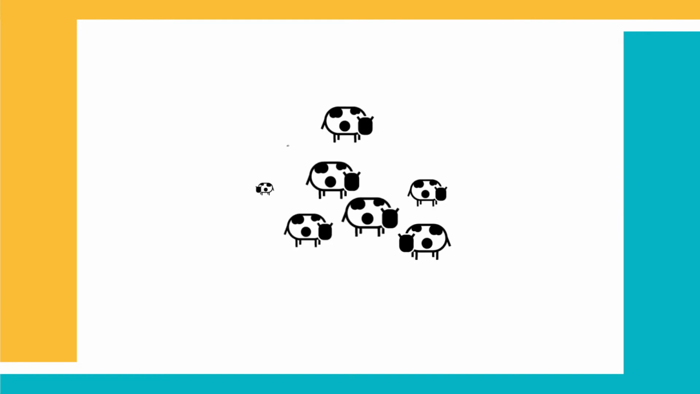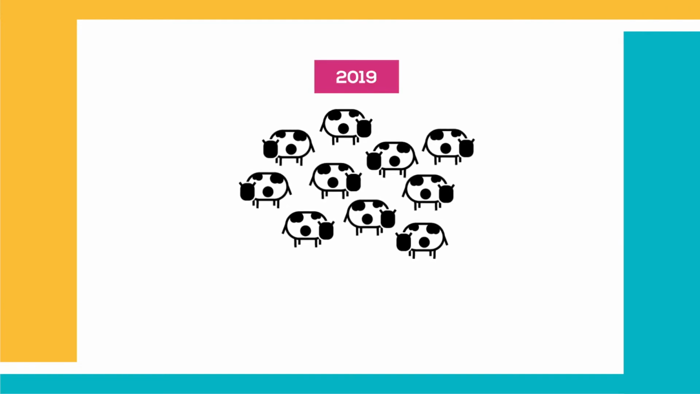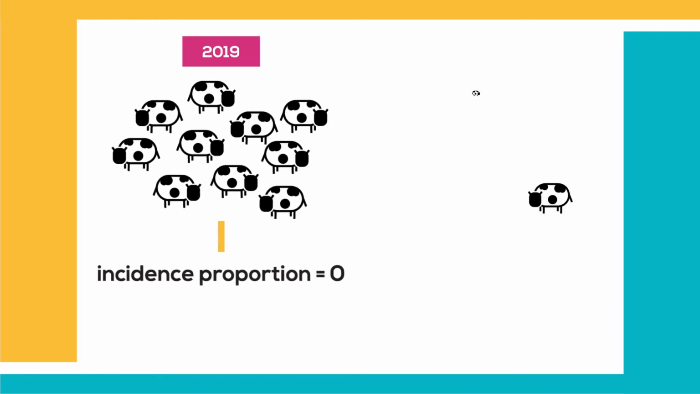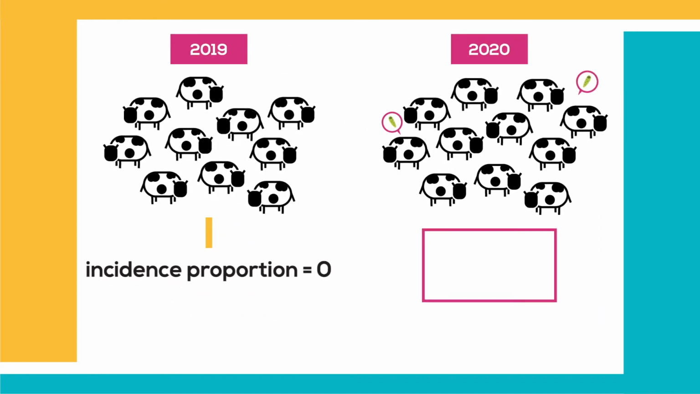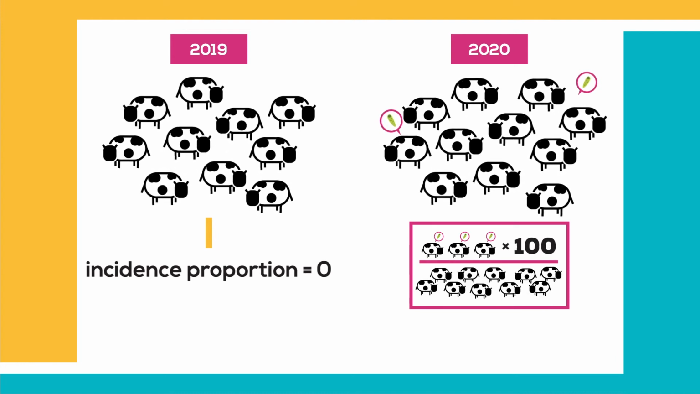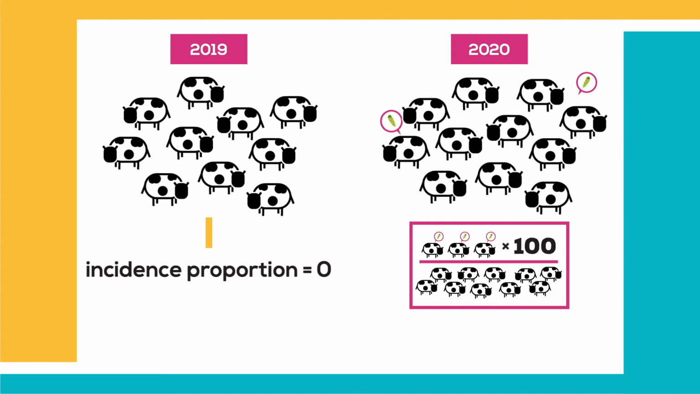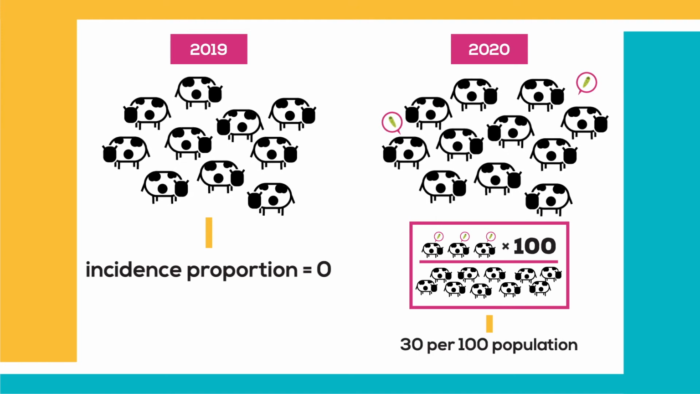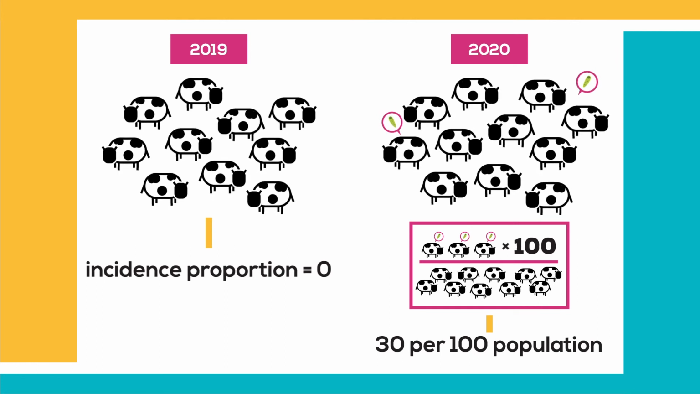Example of incidence proportion. In 2019, there is no sick cow among 100 cows. Then, in 2020, 30 cows develop foot and mouth disease from 100 cows. The incidence proportion of foot and mouth disease among cattle in this farm in 2020 is 30 divided by 100 multiplied by 100, equal to 30.